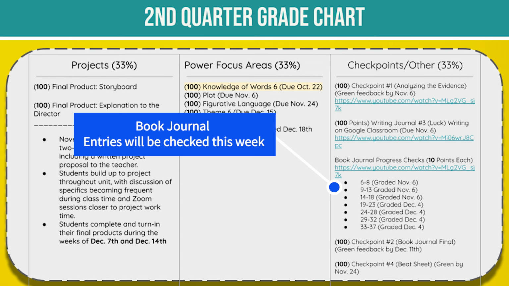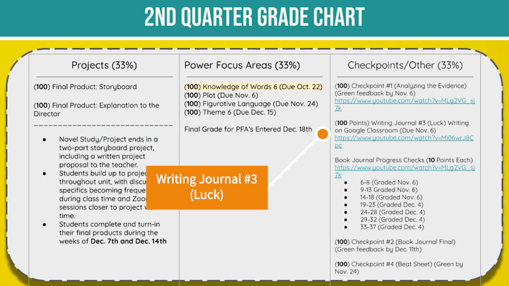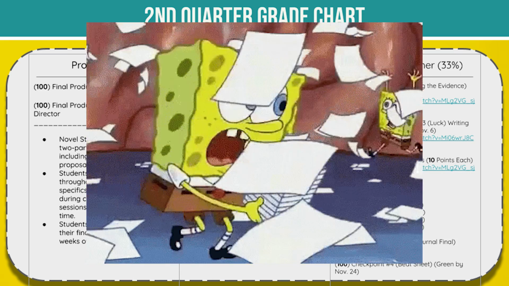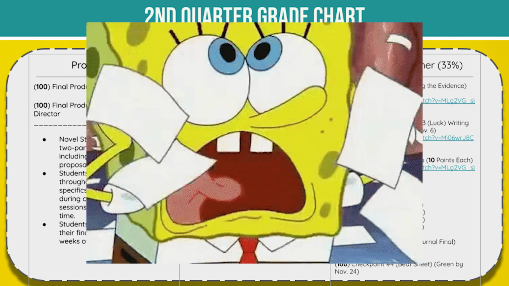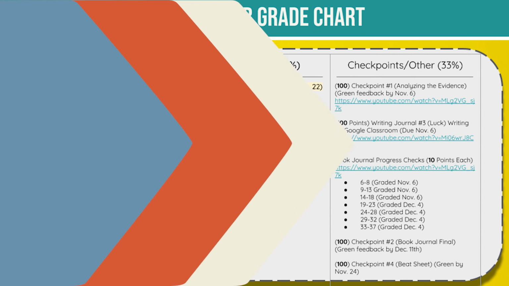By the end of the week, I'm also hoping to have grades in for your first 3 entries into your book journal, and I'll hopefully have had a chance to check out your writing journal number 3 entry on Google Classroom, the one that you did on Luck. I know that sounds like a lot, but you most likely have several of those done, and most of them are very, very quick to begin with, such as those chapter entries for your book journal on Summit.